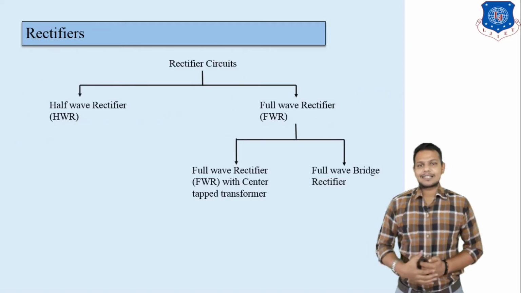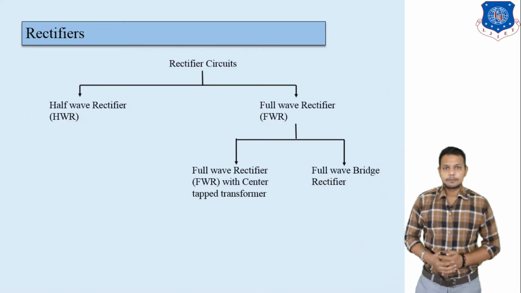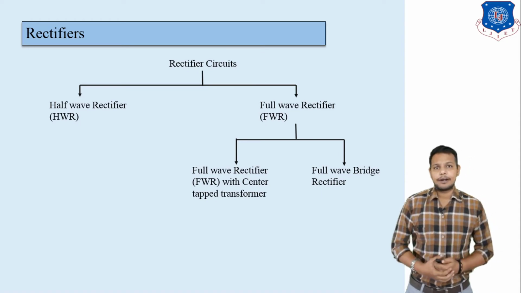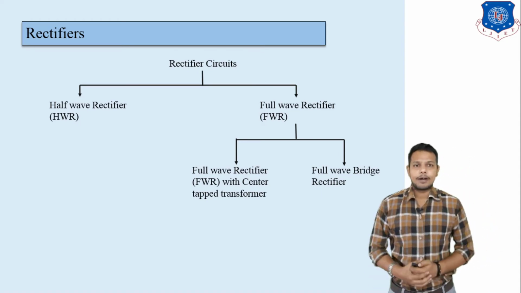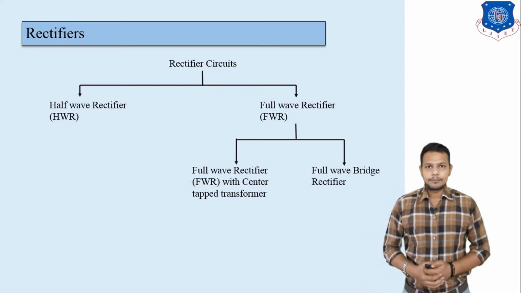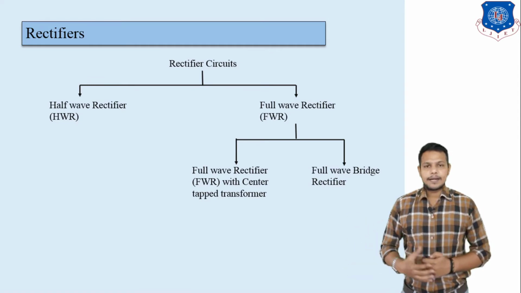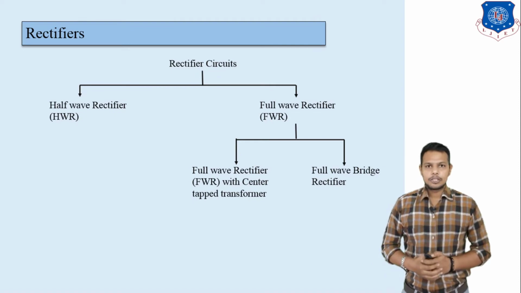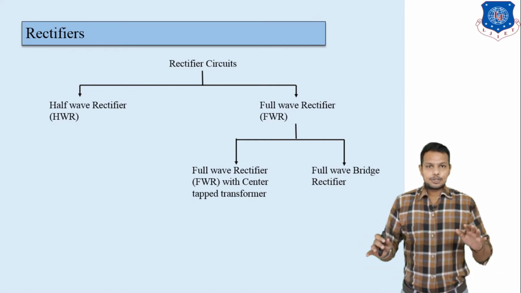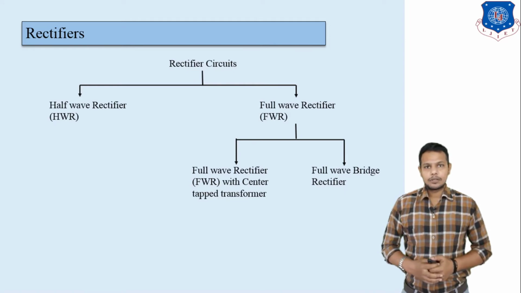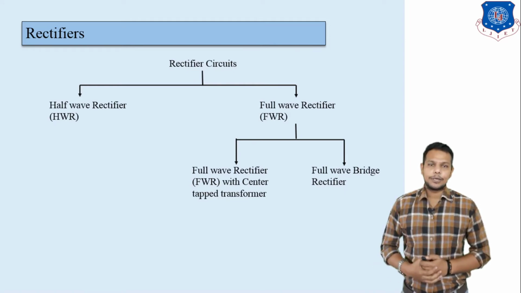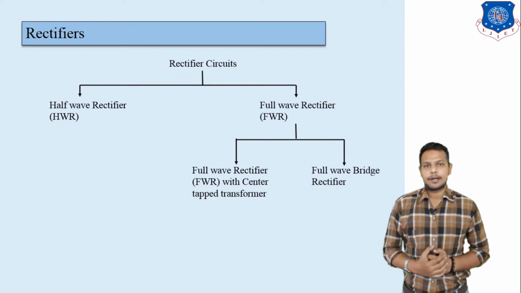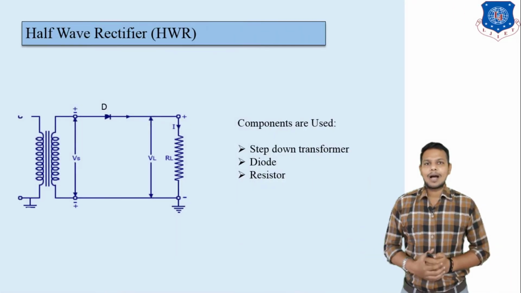Now next, let us discuss rectifiers. Rectifiers are divided into two types: half wave rectifier and full wave rectifier. Full wave rectifier is divided into two types: full wave rectifier with center tapped transformer, and bridge rectifier, or we can say full wave bridge rectifier. This is the tree of rectifier circuits. In this lecture, we are going to discuss only the half wave rectifier. So let us discuss the half wave rectifier.